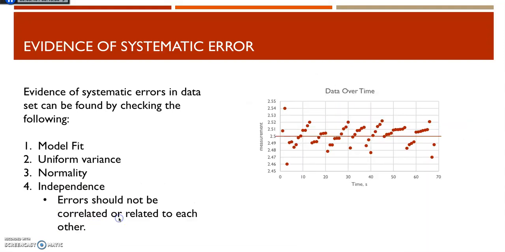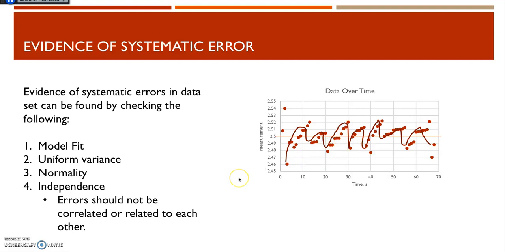The last thing is independence. The errors should not be correlated or related to each other in any way. What this looks like: you can see that this data was collected over time. You've got a measurement collected over time, and you can see that the data goes up and down and up and down, and it looks like there's some kind of pattern to this. If you have errors like that, where how far the points are away from the average follows a pattern, then that's an indication that there is also some kind of systematic error here.